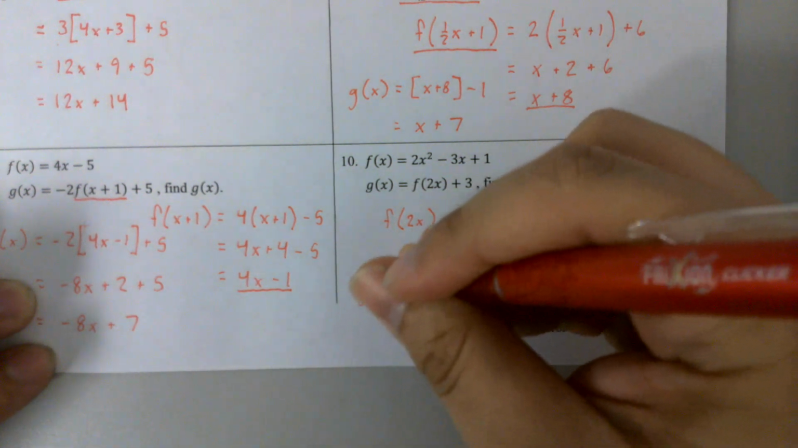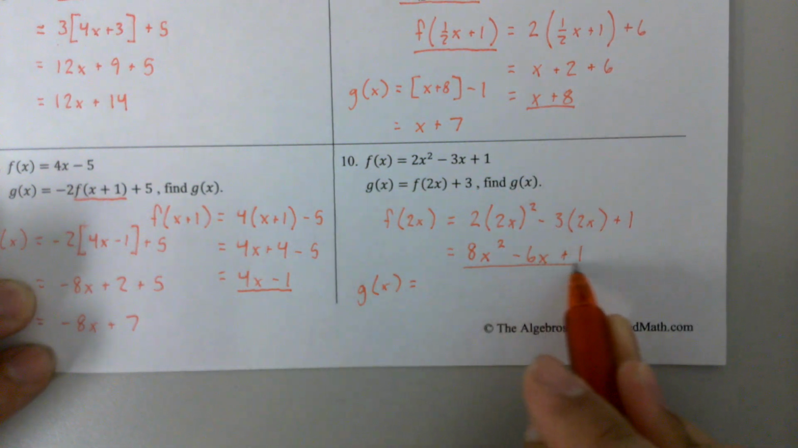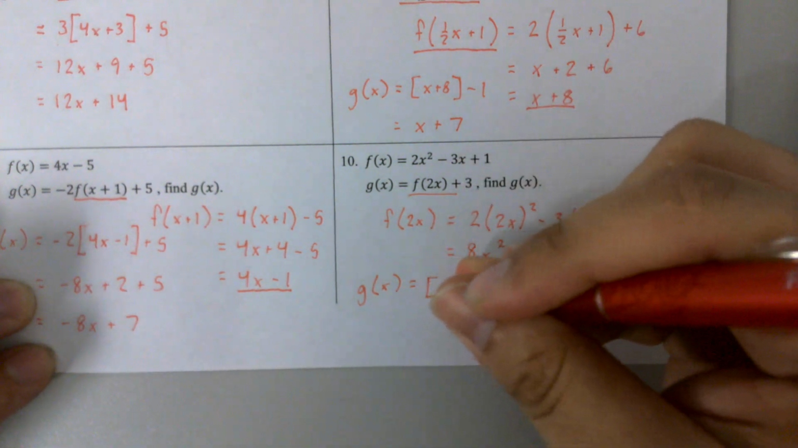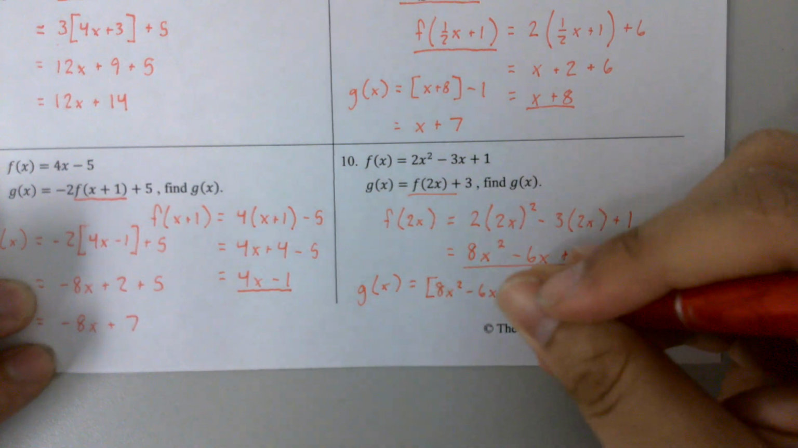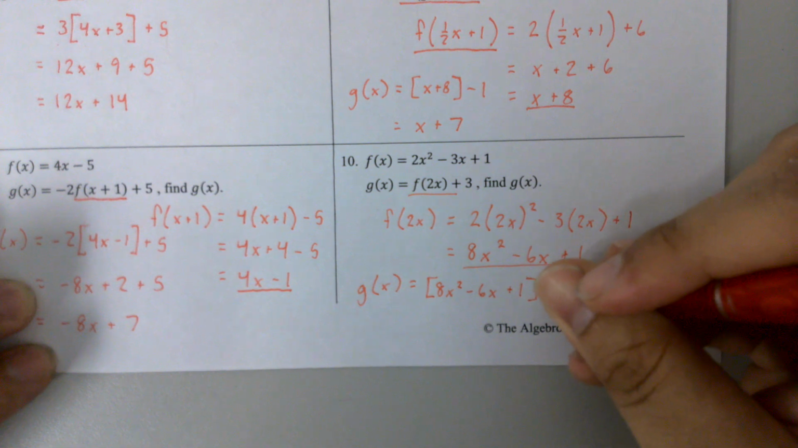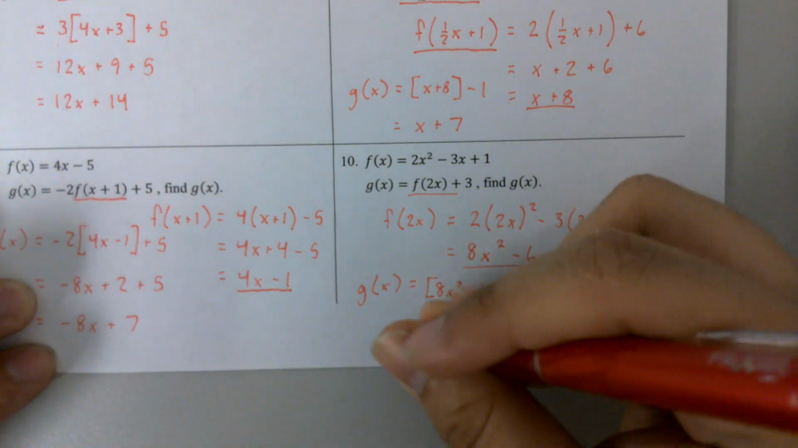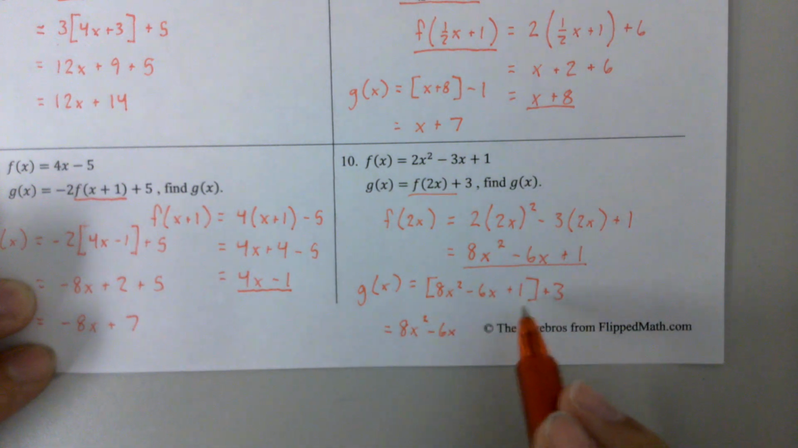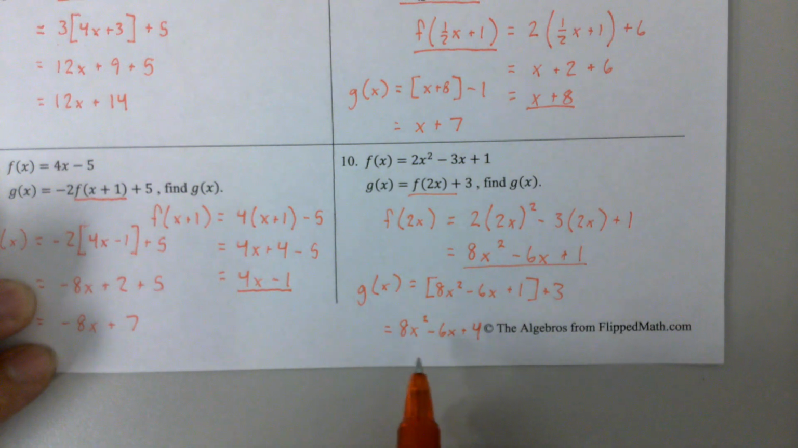So if we're trying to find g of x, remember, f of 2x is equal to all of this. So g of x is just equal to 8x squared minus 6x plus 1, and then plus 3. And so if we combine our like terms here, really we don't need the brackets, but it's equal to 8x squared minus 6x, and then 1 plus 3 is 4. And so that is our final answer for number 10.